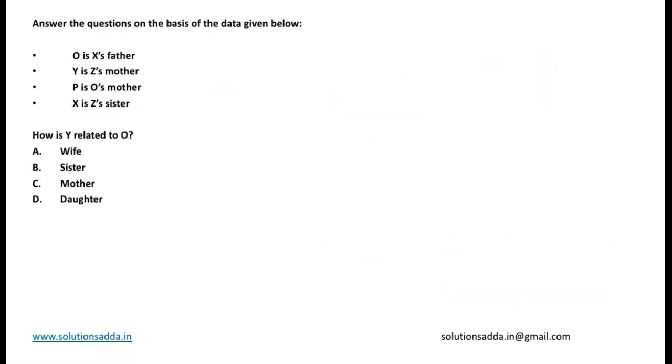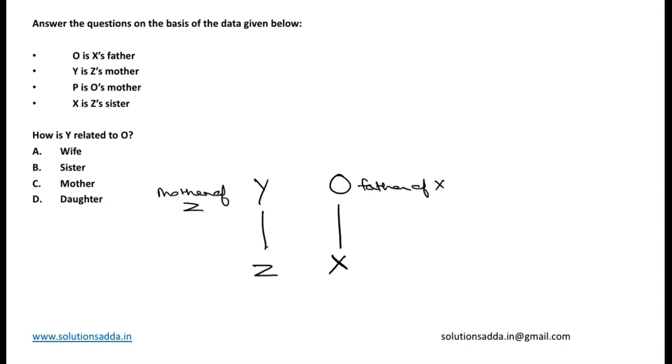This is an aptitude question based on blood relations. Answer the questions on the basis of data given below. O is X's father. Suppose X is a person and O is there. So O is the father of X. Y is Z's mother. Suppose Y is there and Z is there. So Y is the mother of Z.